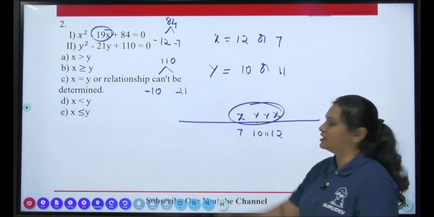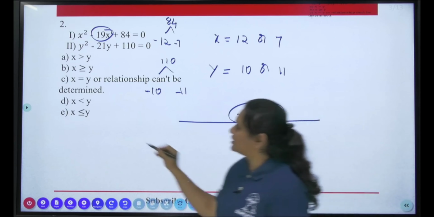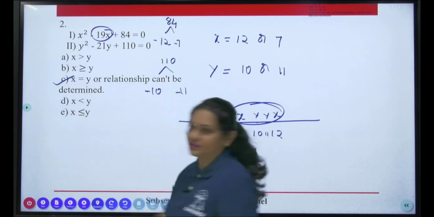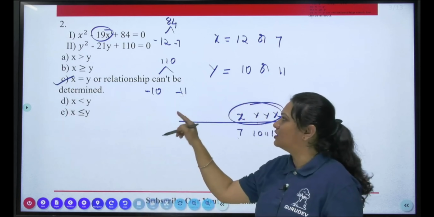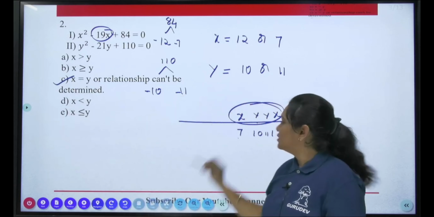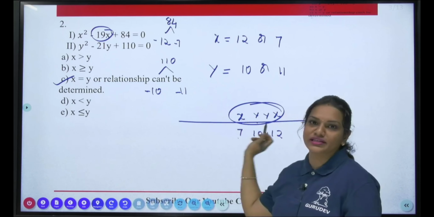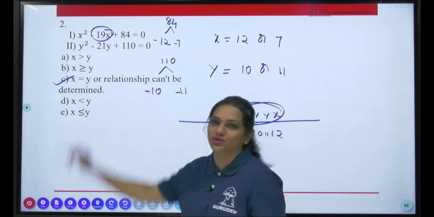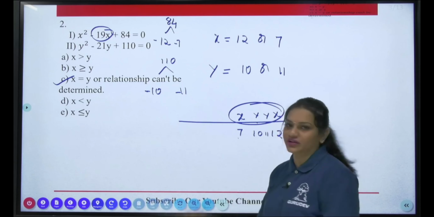Since there is no relation between x and y, what is the right option for this? Option C: x is equal to y or the relationship cannot be determined. Because we can't find the relation between the x and y variables, the answer will be option C. I hope it is clear for everyone.